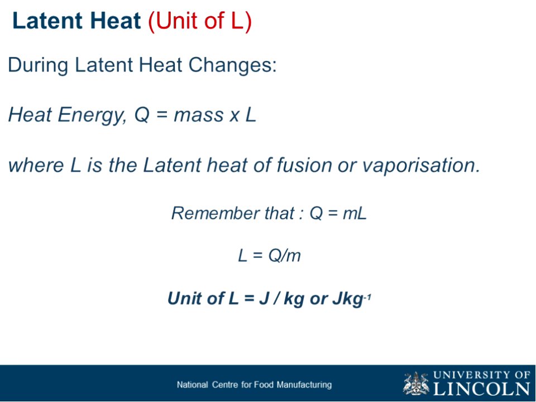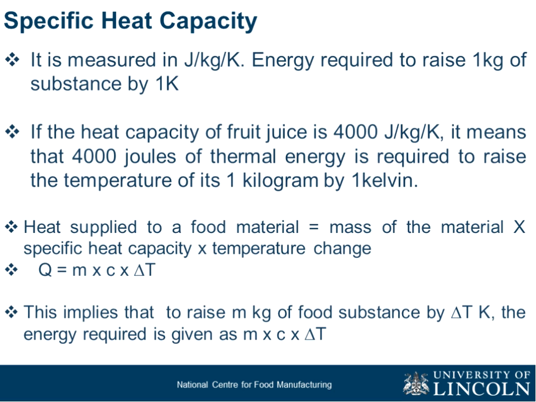Now, looking at the unit of Q for latent heat changes, we know that Q equals mL, where L is the latent heat of fusion or vaporization. To know the unit of L, you know that Q is in joule and m is in kilogram. So the unit of L will be joule per kilogram. That is different from the unit of specific heat capacity, which is joule per kilogram per Kelvin.